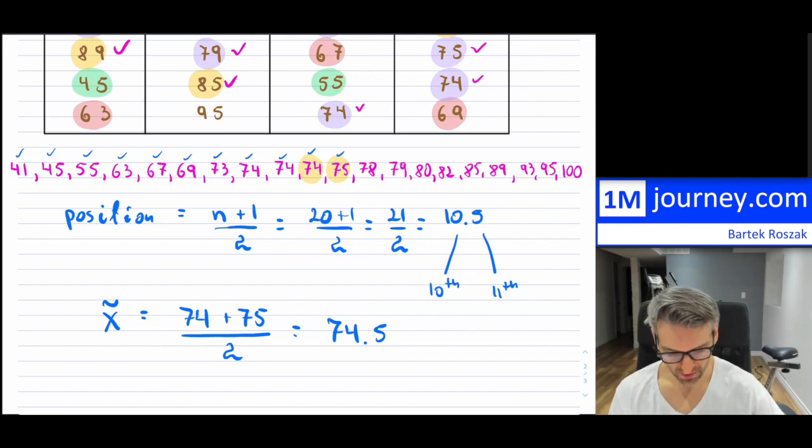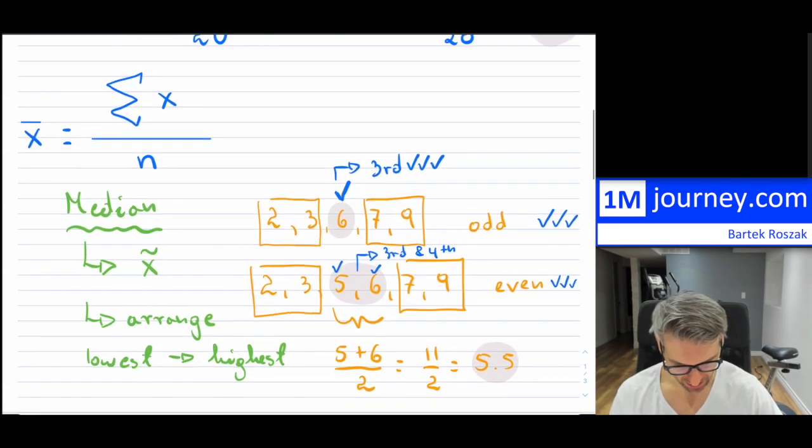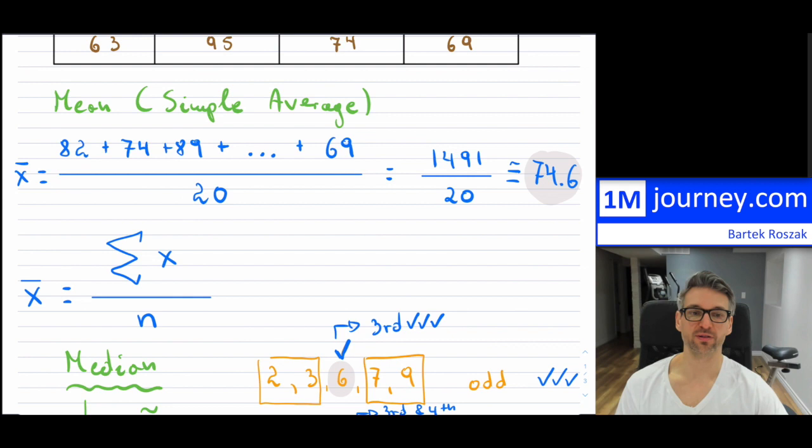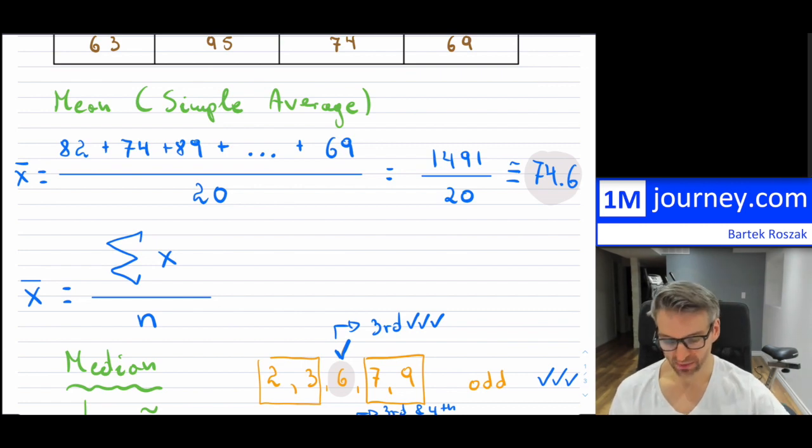Now notice this median is relatively close to our mean, 74.6. Is that always true? No. It's not always true, and it will depend on the data that you actually have. So those are mean and median.